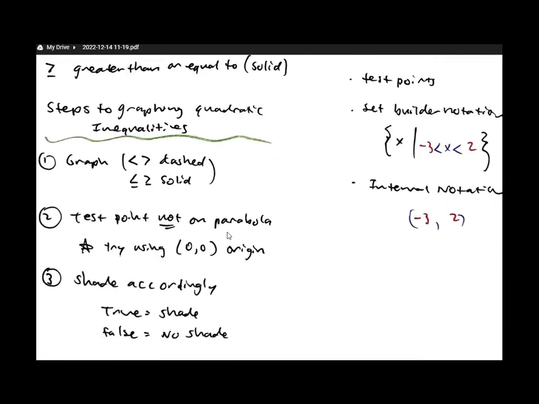Steps to solving quadratic inequalities: graph it, use your shading, or your dashed or solid lines, and then you're going to pick a test point. Try to pick one that's not on the parabola. The best one to pick is always 0, 0, but if the graph goes through 0, 0, the origin, don't use it. And then you're going to shade accordingly. True means shade that area. If the other area that you graphed is false, then you don't shade it; shade the other region.